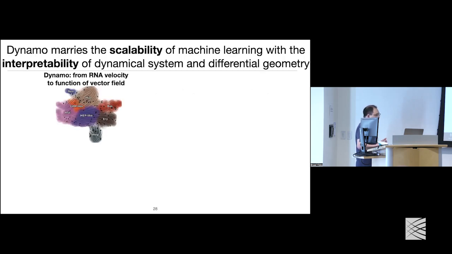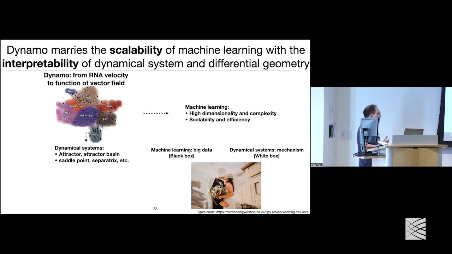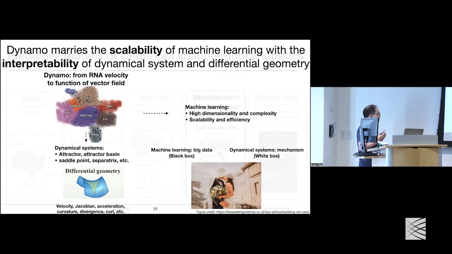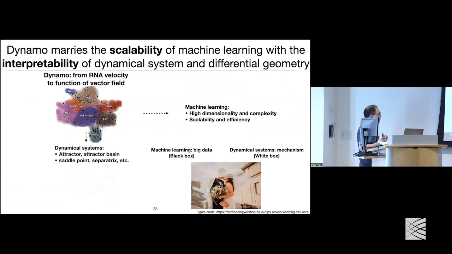So again, I wanted to emphasize that the real innovation of Dynamo lies in the fact that it marries the scalability of machine learning with the integrity of dynamical systems and also differential geometry. With the machine learning approach, we can learn the vector field in high-dimensional space and for many cells. On the other hand, with the dynamical systems approach, you can identify attractors, saddle points, and separatrices, and also go beyond RNA velocity to RNA acceleration, curvature, divergence, and other terms. This marriage between machine learning and dynamical systems is really cool because it reconciles the black box of machine learning with the white box of dynamical systems, so it gets the benefits of both fields.